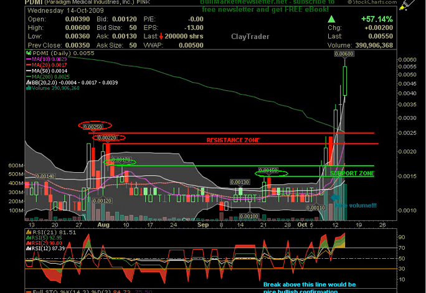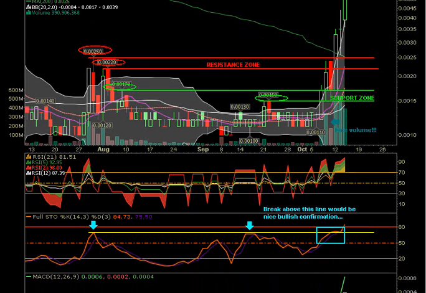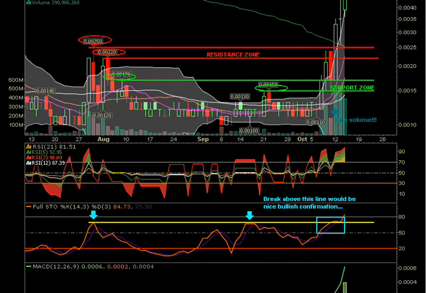But coming down here, you'll see that I made the note that the stochastic came up here, got rejected, same area got rejected. And like I said, if it breaks above this line, it would be nice bullish confirmation. And the key word there is confirmation. Indicators are all just derivatives of the price. All these other indicators are just mathematical formulas that use the price within them. So the purest form indicator is simply price.